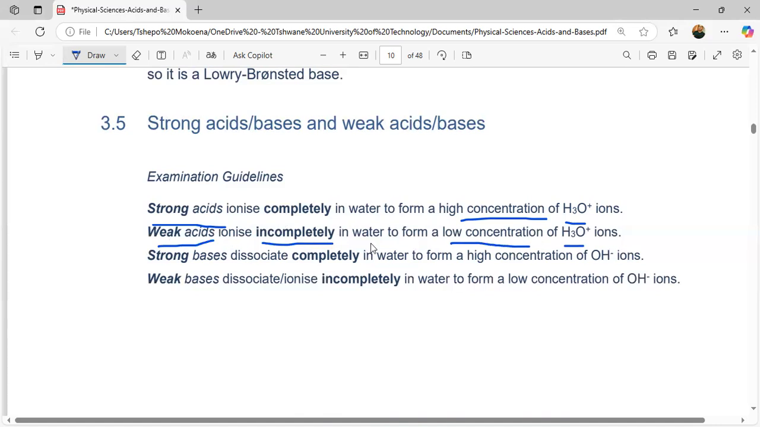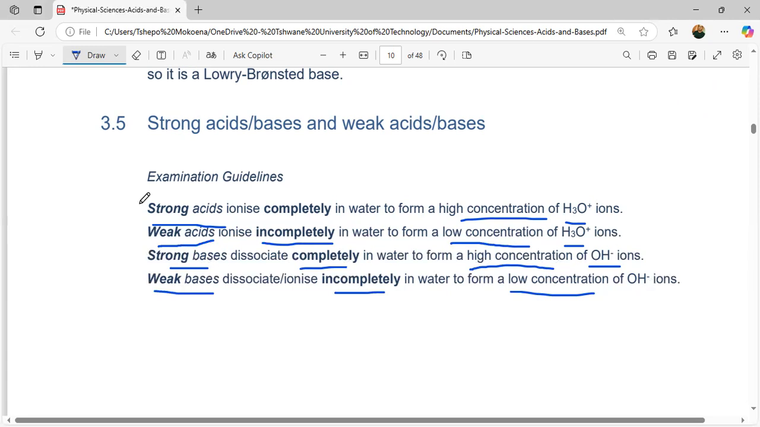It makes sense, right? The strong, completely; the weak, incompletely. And the same applies to the strong base in terms of dissociation. A strong base dissociates completely in water to form, again, a high concentration, but now because it's a base, a high concentration of hydroxide ions in solution. But a weak base will dissociate, or again you can use the word ionize, incompletely or partially in water, to form a low concentration of OH-.